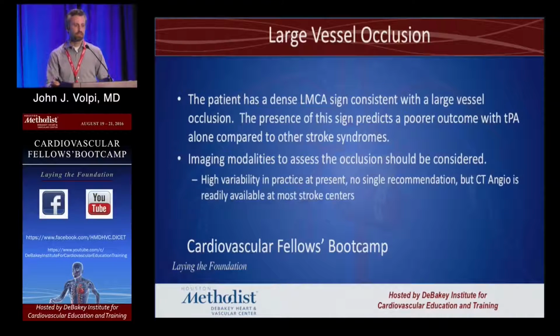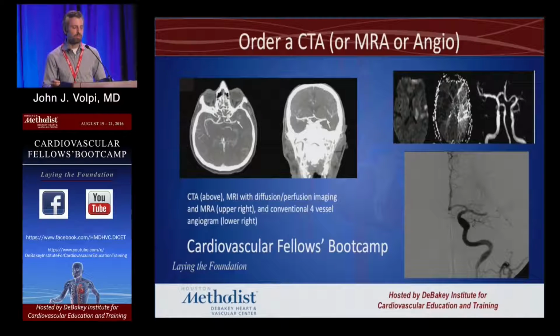Catheter thrombectomy, I think, is what you're saying. So there's a large vessel occlusion, and this predicts a poor outcome with TPA. There are different imaging modalities to assess the occlusion, and right now CT angio has taken the lead as being our diagnostic modality of choice.